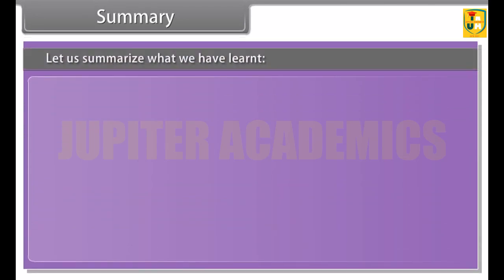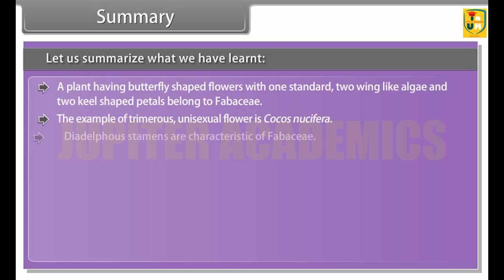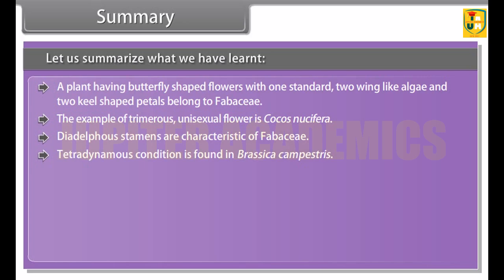Let us summarize what we have learned. A plant having butterfly-shaped flowers with one standard, two wing-like alae and two keel-shaped petals belongs to Fabaceae. The example of trimerous, unisexual flower is Cocos nucifera. Diadelphous stamens are characteristic of Fabaceae. Tetradynamous condition is found in Brassica campestris.